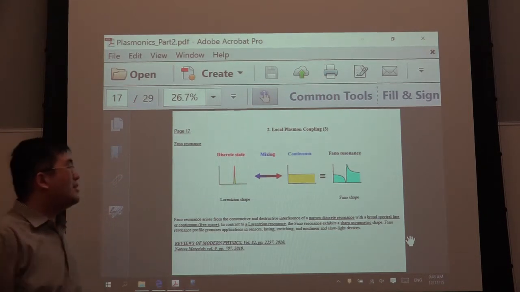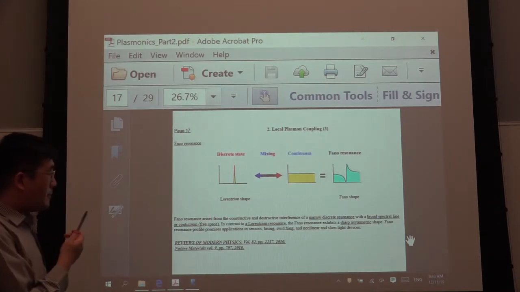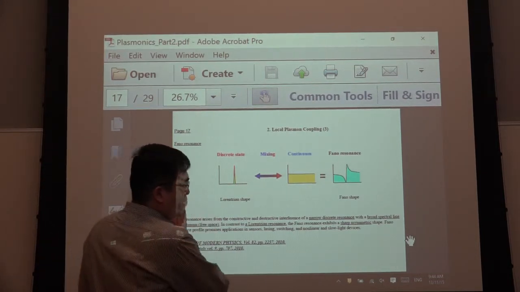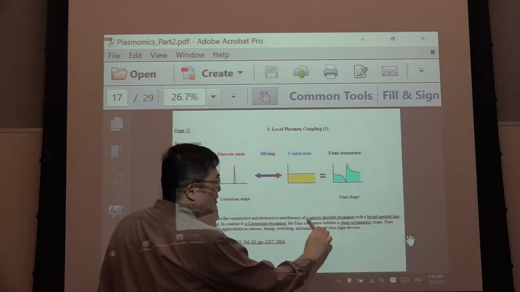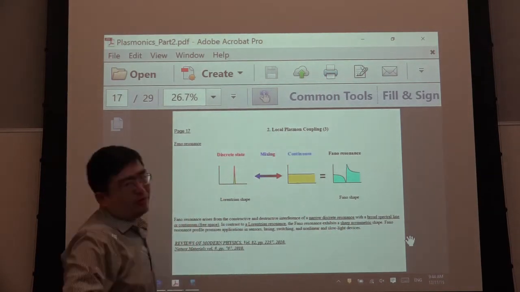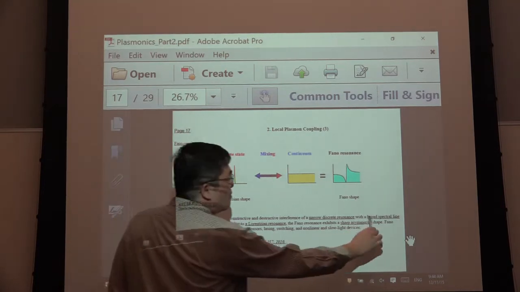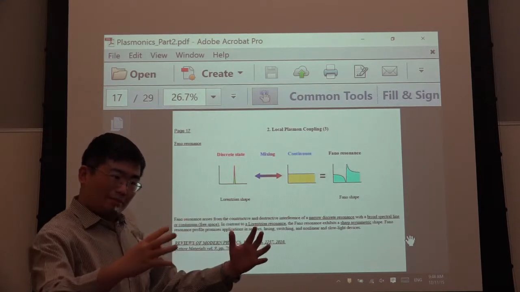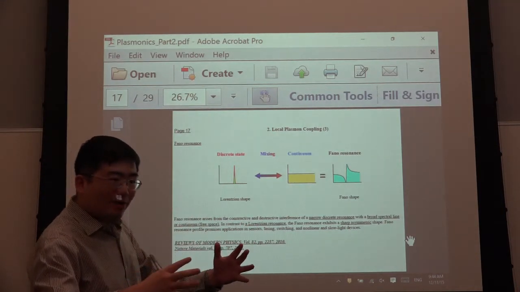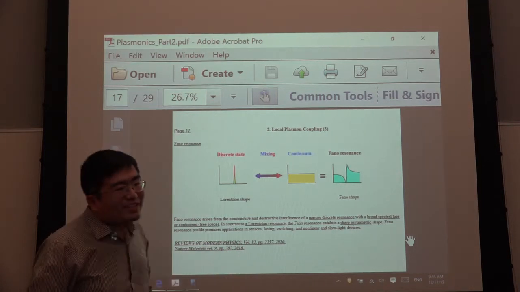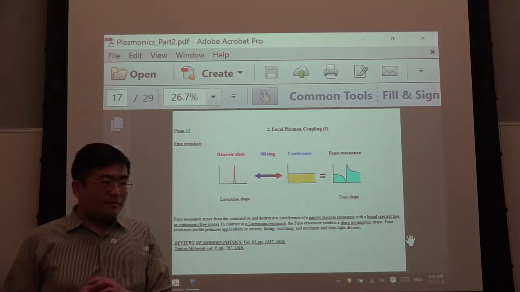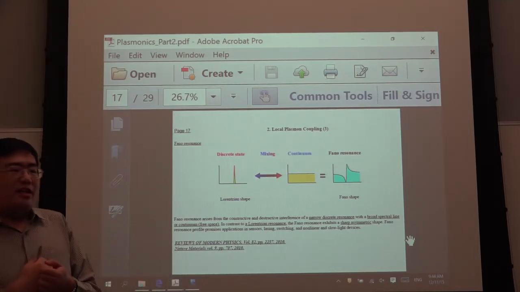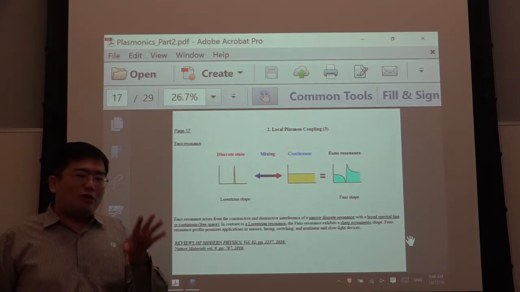So if that's true, that means that either the dark mode or the bright mode has to satisfy this basic condition. The dark mode is a narrow resonance because there is no radiation loss. And the bright mode has a radiation loss, so its bandwidth is much larger than the dark mode, so it's broadband. Okay, this is a feature. So the dark mode is one kind of mode that is totally bounded inside the object. It cannot be radiated.